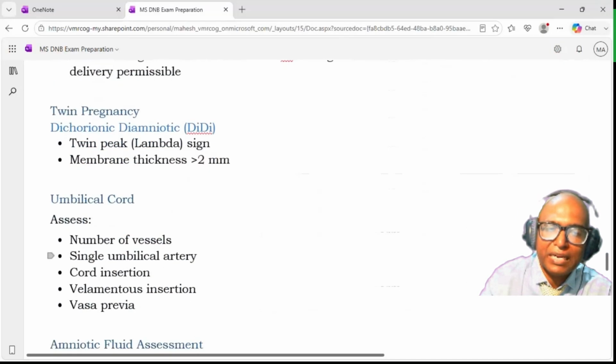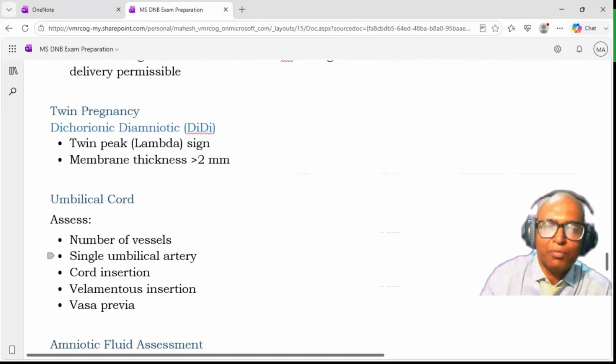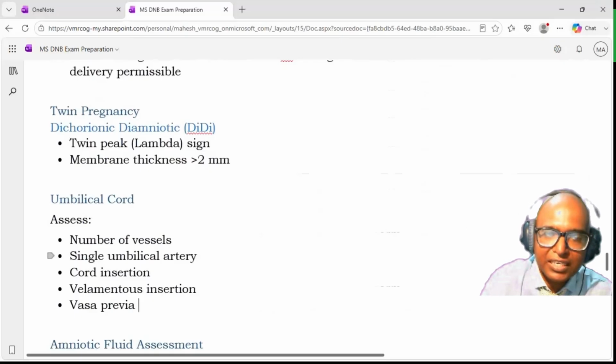Okay, in twin pregnancy, you need to find out the chorionicity. In diamniotic dichorionic twin, what you will see, twin peak or lambda sign you will be able to see, and membrane thickness will be more than 2 millimeter.